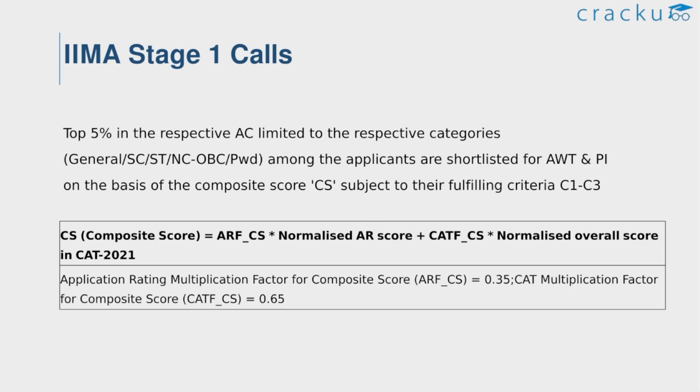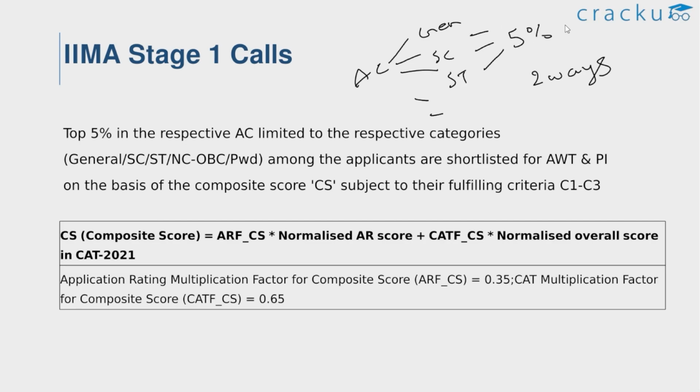Now if we look at the stage 1 calls, that is for shortlisting the candidates to the personal interview. In IIM Ahmedabad, the stage 1 calls are made in 2 ways. That means the candidate who excelled in their academics from various academic categories, which we have discussed before, again subdivided by the categories of general, SC, ST, and so on, and they will select the top 5%. For every academic category, this subdivision continues, and they will select 5% from each of the category, and also the selected candidates have to fulfill the criteria called C1 to C3.